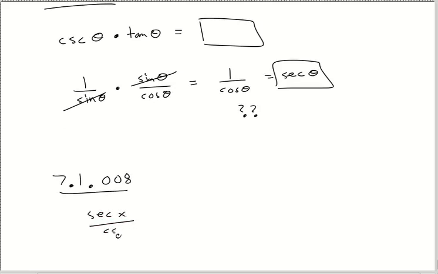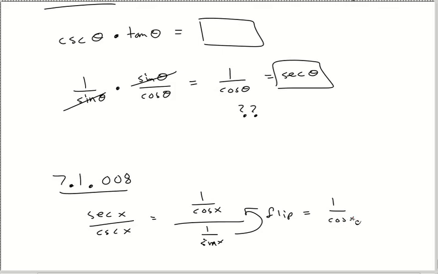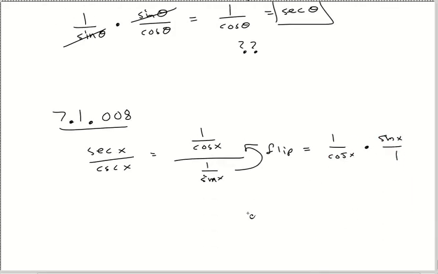Secant x over cosecant x. Again, the most basic way to simplify is to always break it down to sine and cosine. And so that's what I'm going to do here. That's 1 over cosine. Cosecant's 1 over sine. Well, this is a fraction. I can flip it into the numerator so that I get 1 over cosine times sine over 1. Well, the ones you don't need. Sine over cosine, if you recall, is simply a tangent.